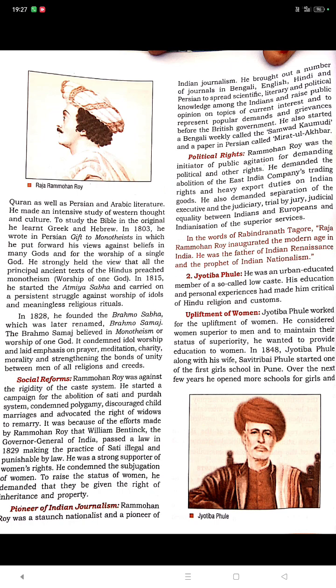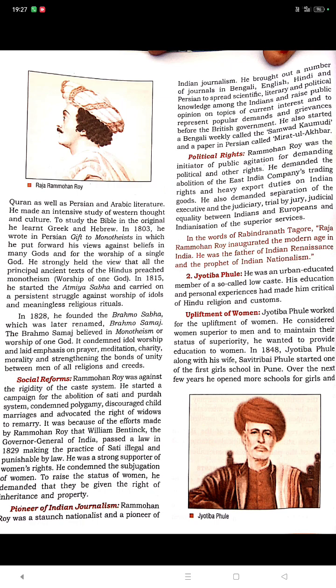Next, pioneer of Indian journalism. Ram Mohan Roy was a staunch nationalist and a pioneer of Indian journalism. He was a staunch nationalist and a pioneer of Indian journalism.